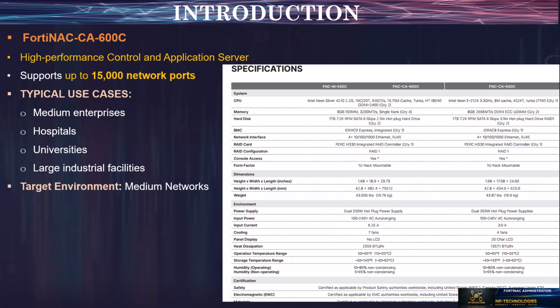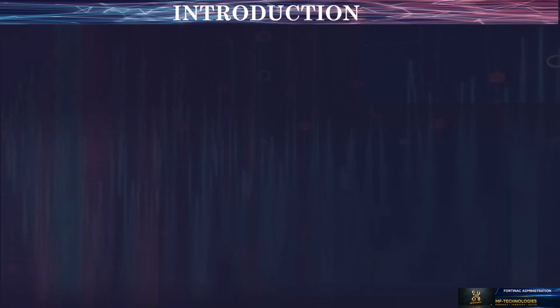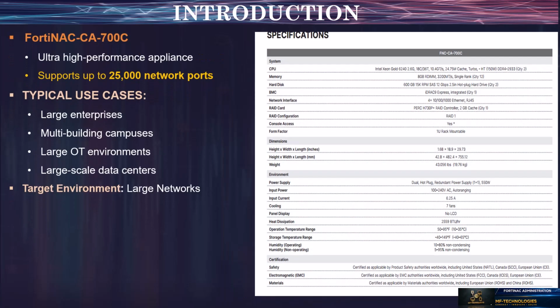As we continue through the next slide, you will notice that the differences between appliance models are primarily related to capacity and scalability rather than features. All appliances provide the same Fortinet capabilities. The primary difference is the number of endpoints that they can support efficiently.